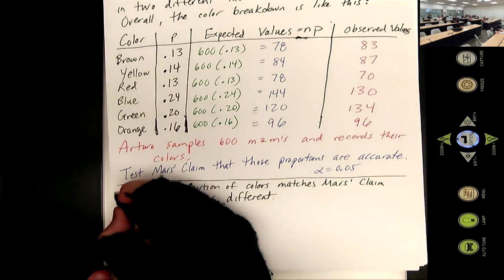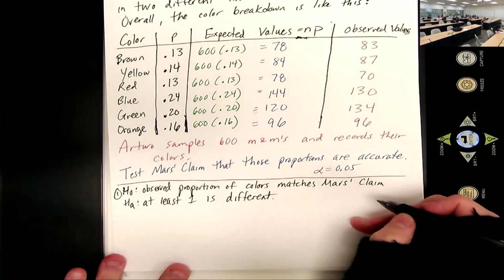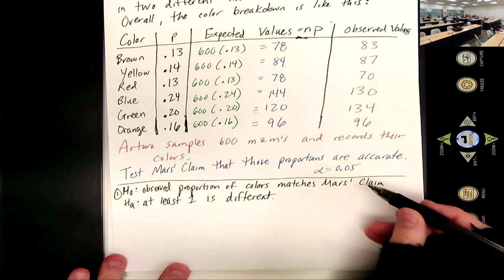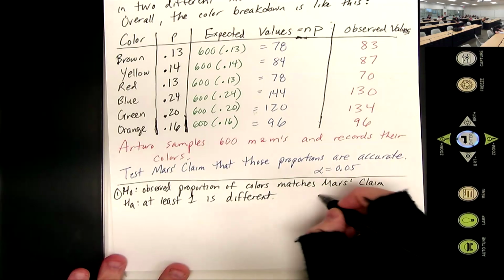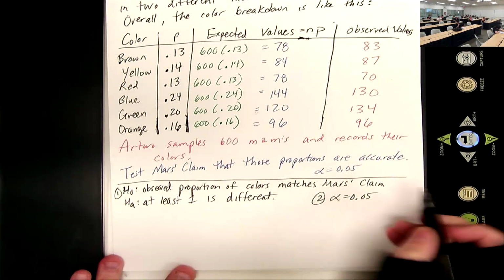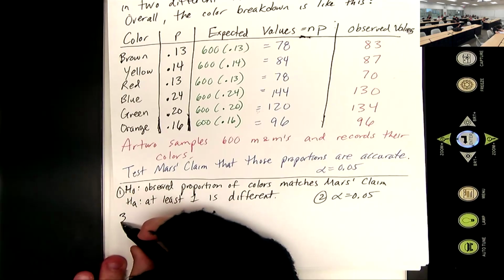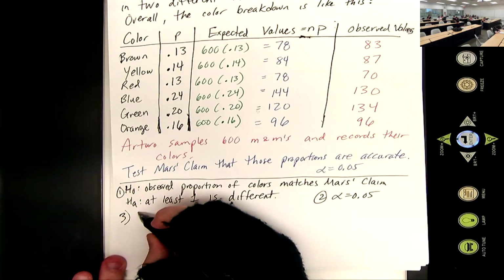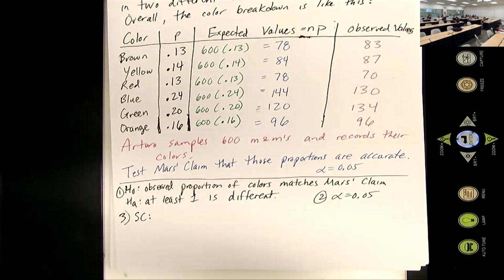Step 1. What's step 2? Step 2 is our alpha, that was given. Step 3 is StatCrunch stuff. So we're going to have to go do it in StatCrunch.